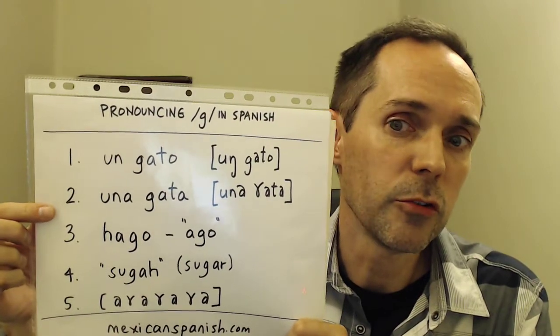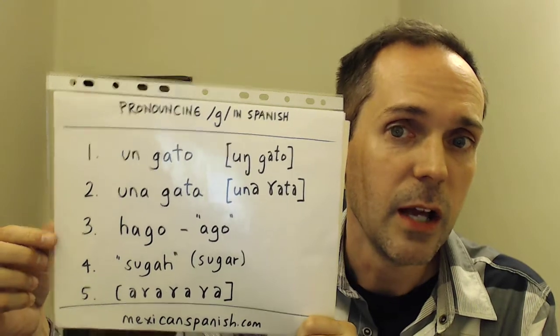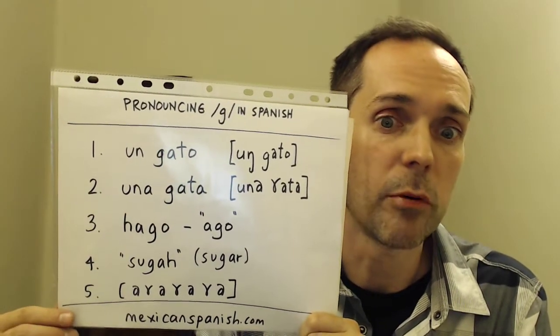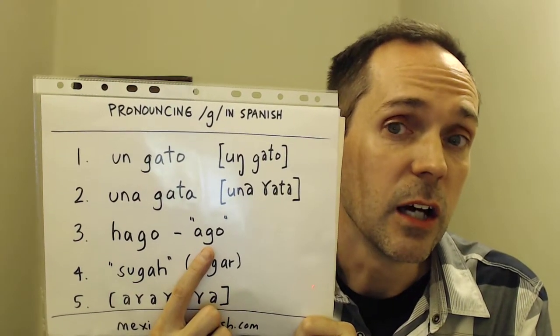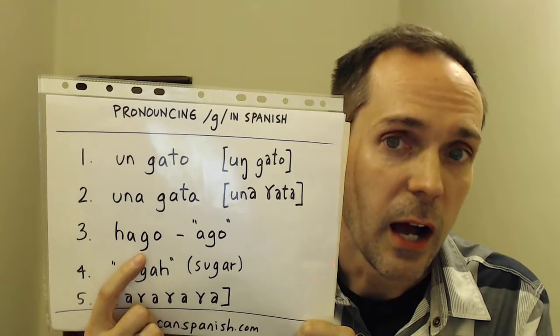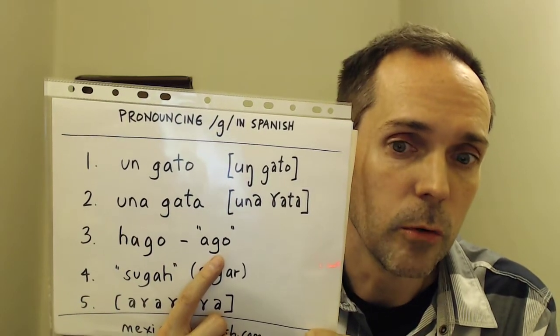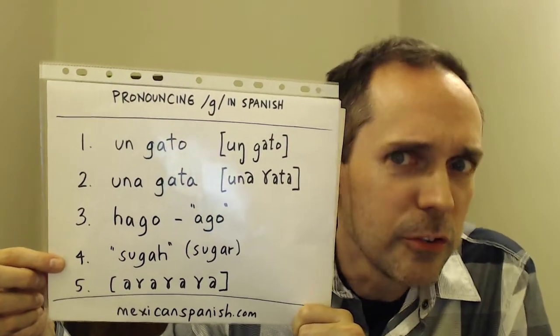Now, some speakers make this space very small, producing a fricative sound, and other speakers produce it with a wider opening, which we call approximant. But they don't use the English pronunciation like a go. So Spanish, hago, hago, hago. English, a go.